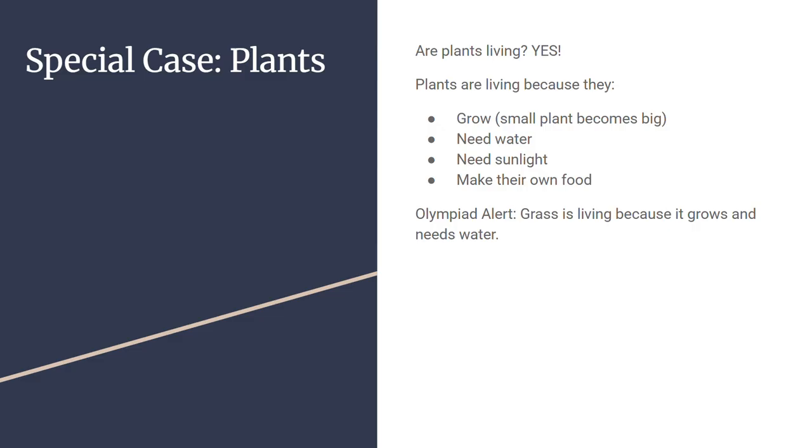So here is a question for you. Are plants living? Yes, plants are living things because they grow, they grow big, and they prepare their own food by themselves. They need water, they need sunlight, and they make their own food. Grass is a living thing because it grows and it needs water.